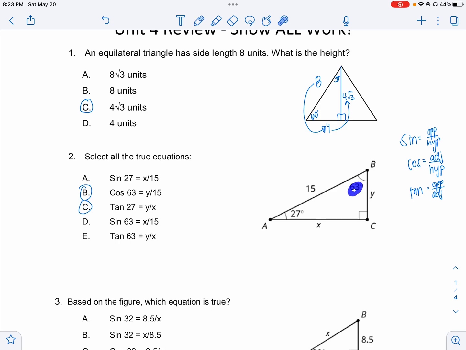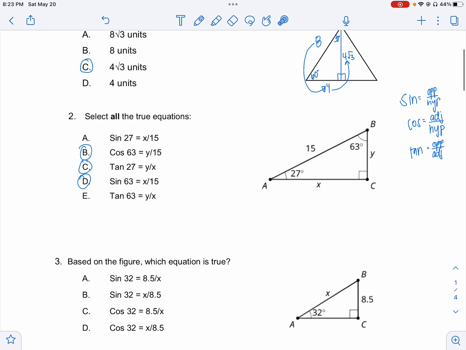Sine of 63 is equal to x over 15. That's true because x is the opposite, 15 is the hypotenuse. And tangent of 63 is equal to y over x. That is not true because if we have tangent of 63, it would have to be x over y since that's the opposite over the adjacent.